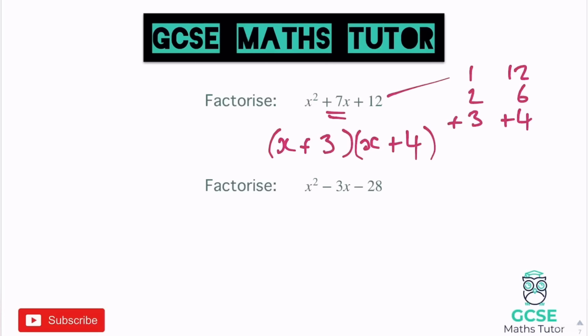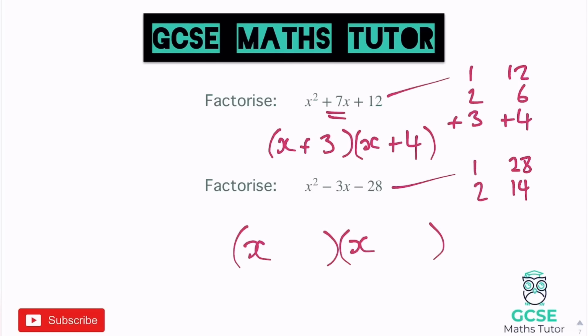Having a look at the one below, we've got some negative symbols going on there, so we've got a slightly different process, but our answer is going to look the same. It's still going to be in a double bracket, it's still going to be x at the start, and we're still going to have two numbers in here with some symbols. So 28, the numbers that multiply to make 28 are 1 and 28, 2 and 14, or 4 and 7.